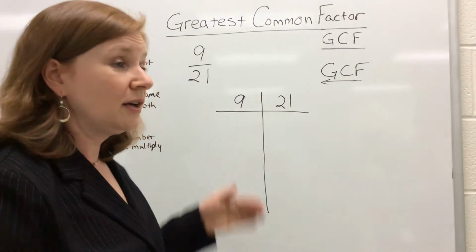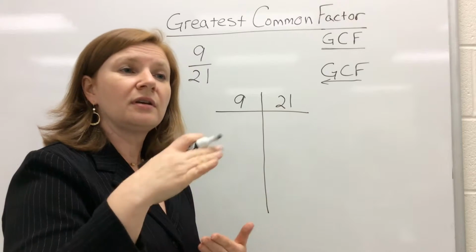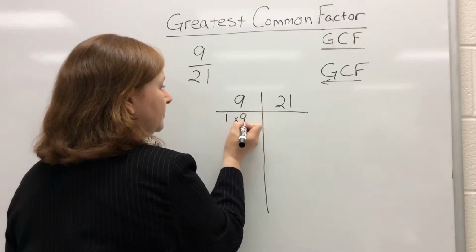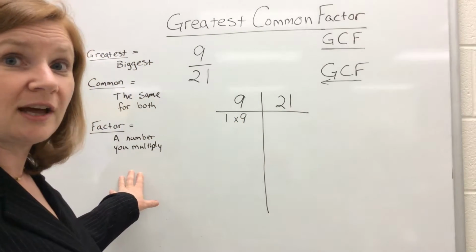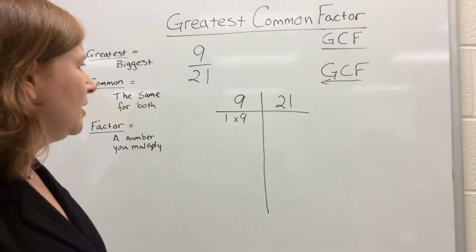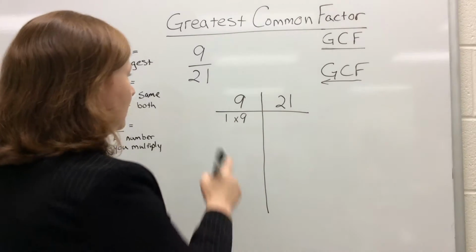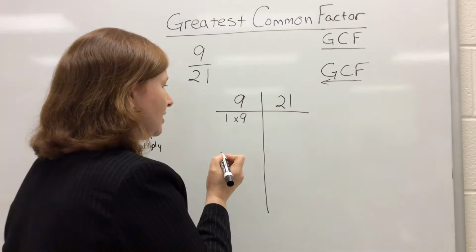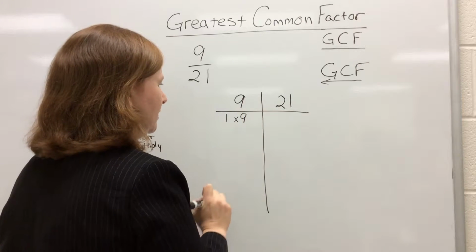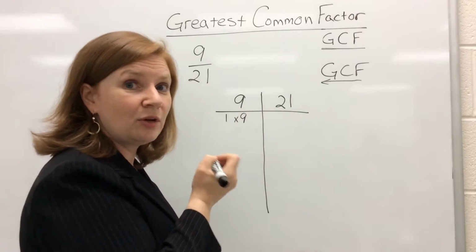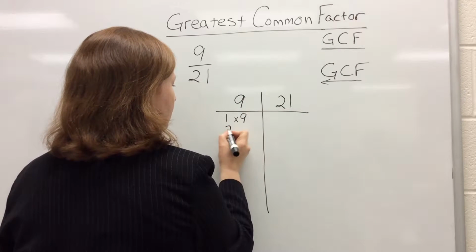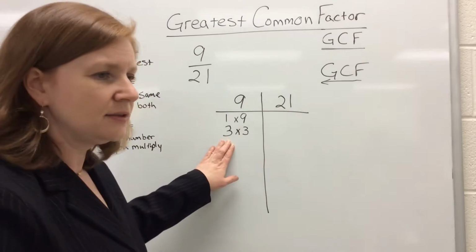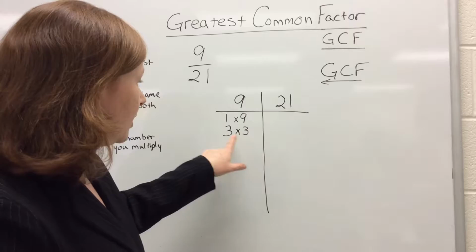For factors of 9, I always start with 1, then go to 2, then 3, and so on. So 1 times 9, those are two numbers I can multiply to get 9. They are my factors of 9. 9 has more factors than that. Can I use a 2 as a factor of 9? I can't multiply something by 2 to get 9 evenly, so I'm going to skip 2. I can multiply 3 times something to get 9. 3 times 3 equals 9. There's no need for me to move on to 4 because I already have a double. When I get a double, I can stop.